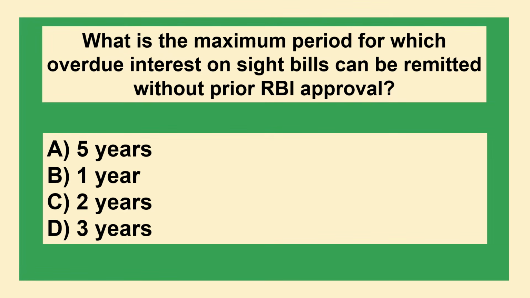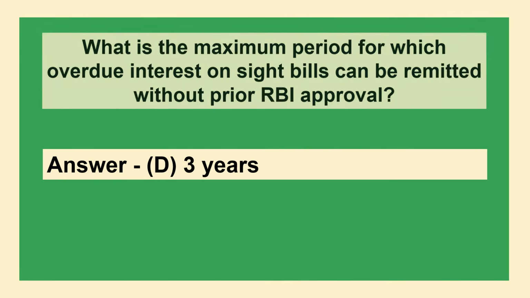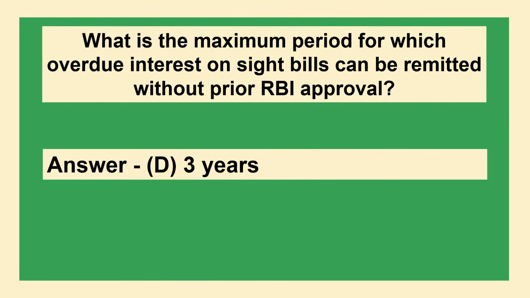Question. What is the maximum period for which overdue interest on side bills can be remitted without prior RBI approval? Option A. 5 years. Option B. 1 year. Option C. 2 years. Option D. 3 years. Answer. Option D. 3 years.